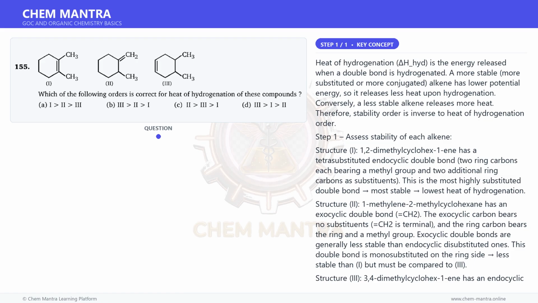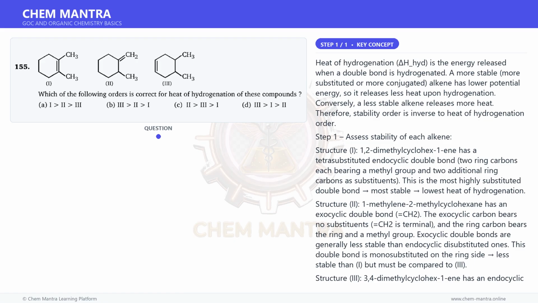Structure 2, 1-methylene-2-methylcyclohexane, has an exocyclic double bond, C=CH2. The exocyclic carbon bears no substituents, =CH2 is terminal, and the ring carbon bears the ring and a methyl group. Exocyclic double bonds are generally less stable than endocyclic disubstituted ones. This double bond is monosubstituted on the ring side, less stable than 1, but must be compared to 3.